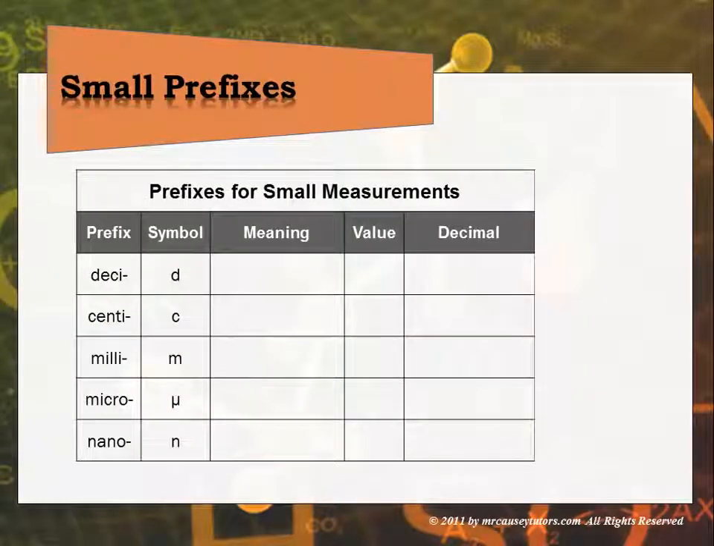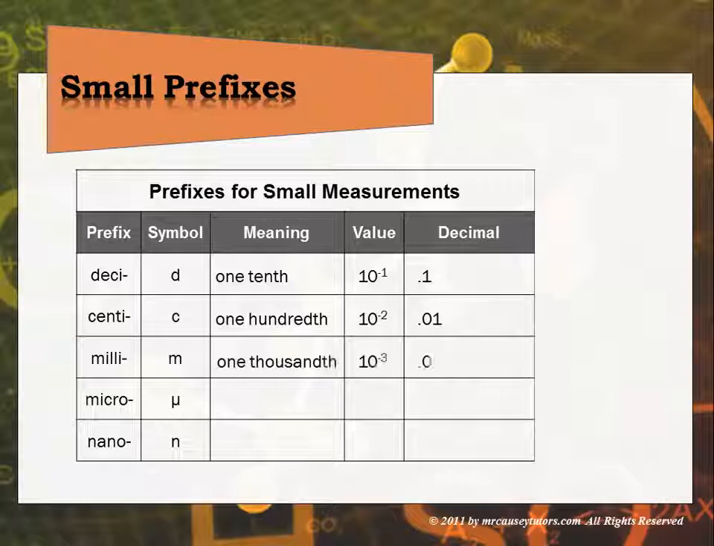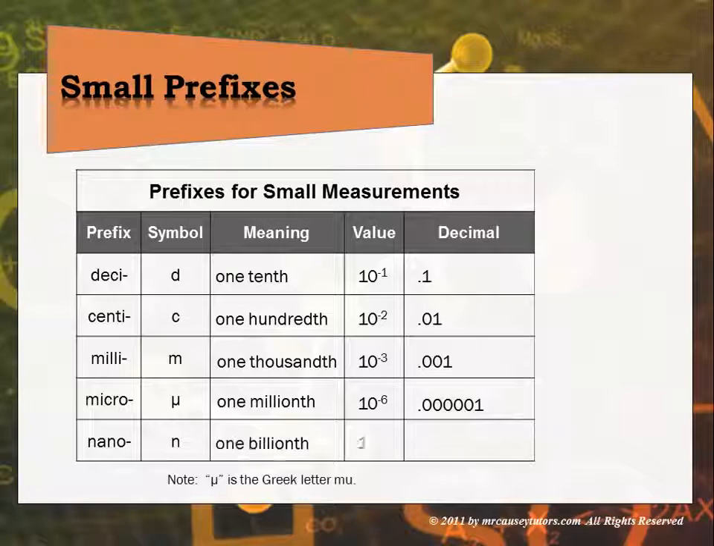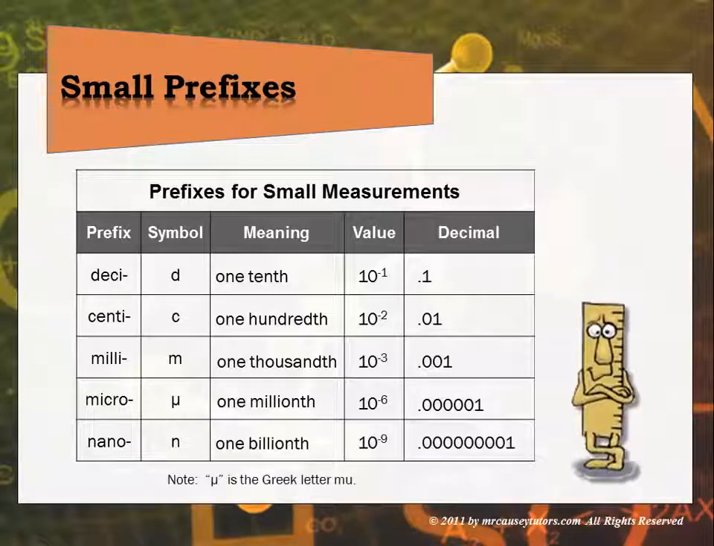The small prefixes are deci, which means 1/10, centi, which means 1/100th, 1/1,000th is milli, 1/1,000,000th is micro, and 1/1,000,000,000th is nano. And notice that since M is already used for milli, micro uses the Greek letter mu in its abbreviation. So be sure you note that difference in the units. And also notice that we have decimal equivalents and fractional equivalents for each of these small prefixes. The two most important will be centi and milli.